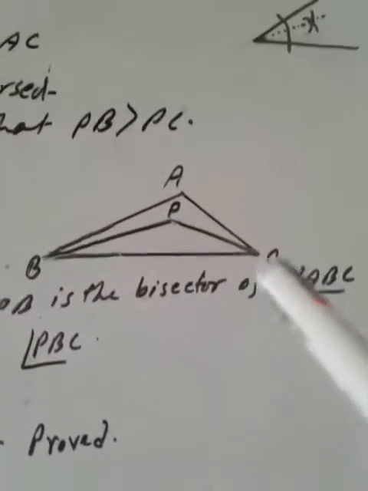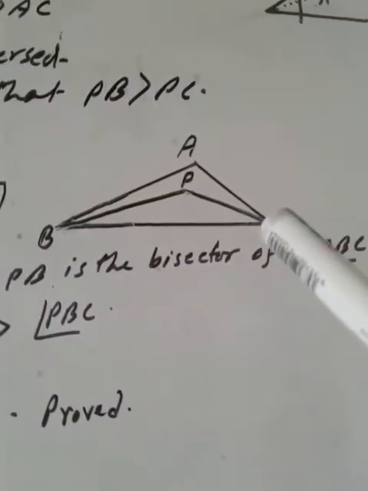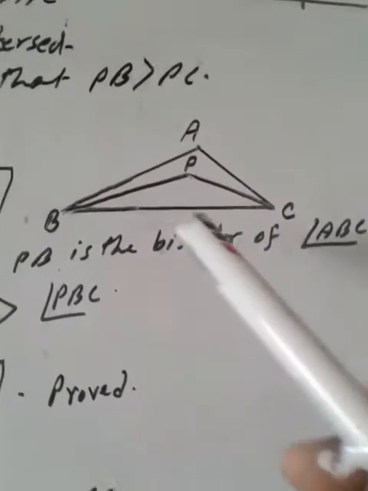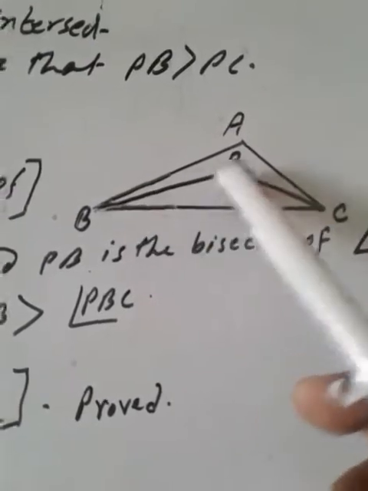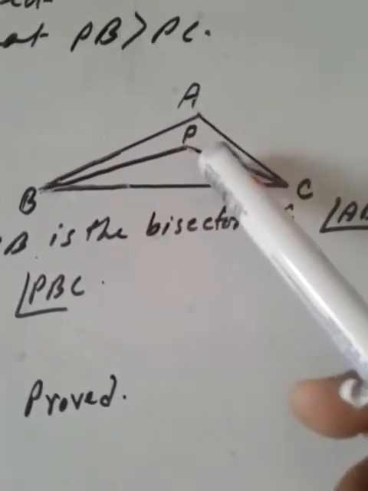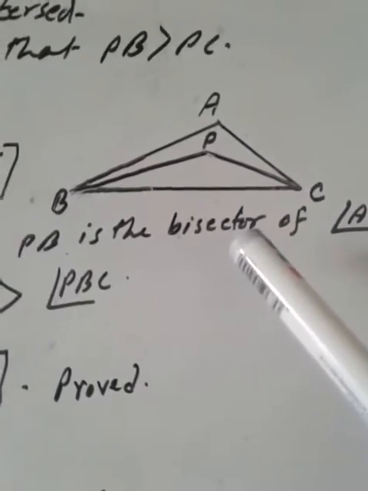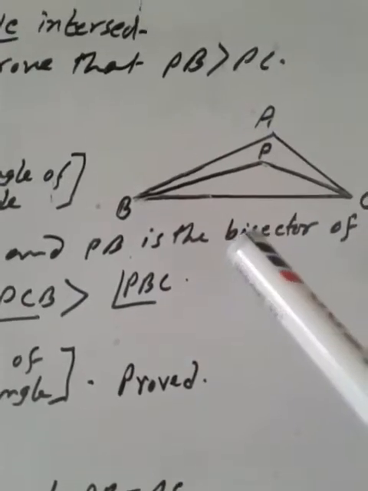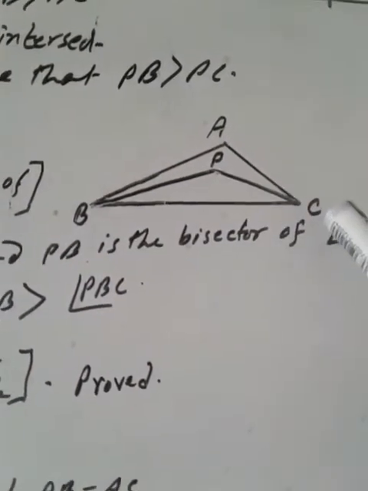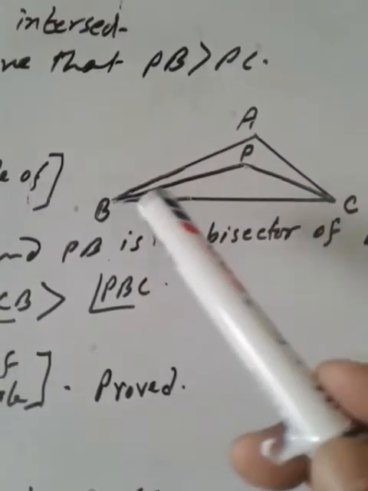Let's see now. In the triangle ABC, AB is greater than AC, and BP is the bisector of angle ABC and PC is the bisector of angle ACB. We have to prove that PB is greater than PC.